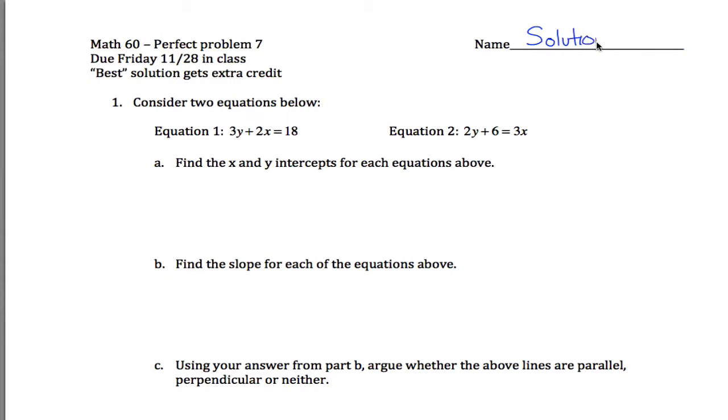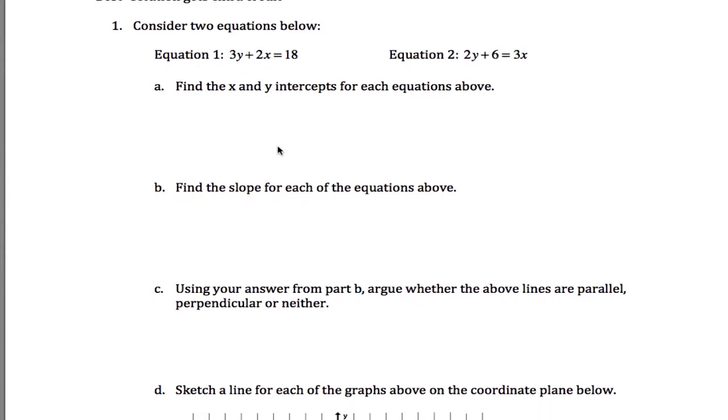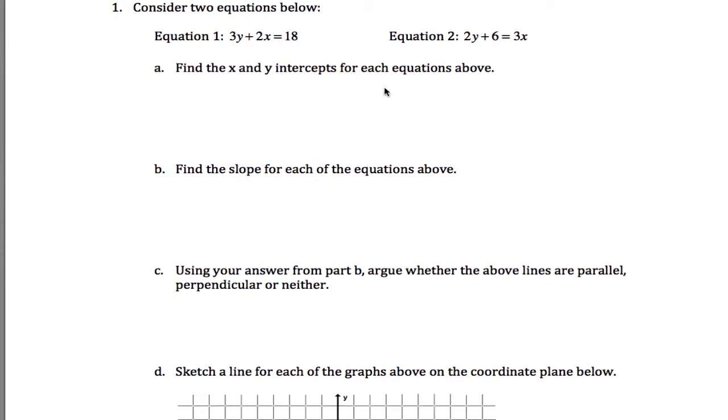All right, here are solutions to perfect problem 7 for Math 60. We're given two linear equations and asked to find their x and y intercepts. So maybe let's first find the x-intercepts. The x-intercepts happen when y equals 0.